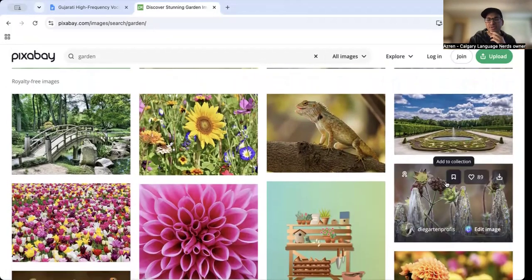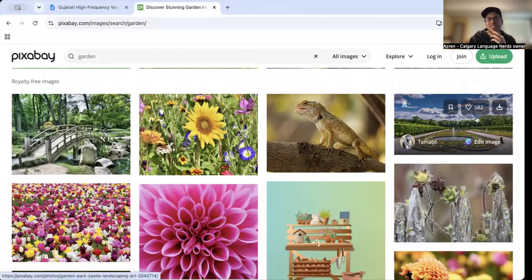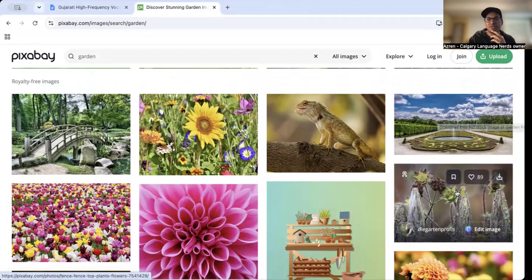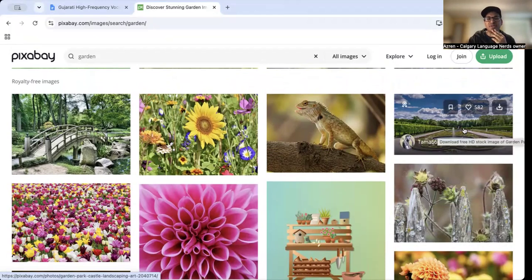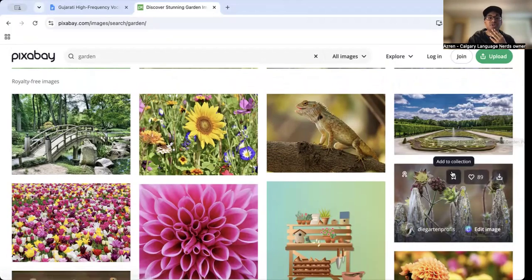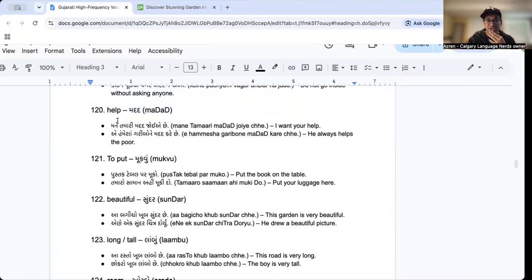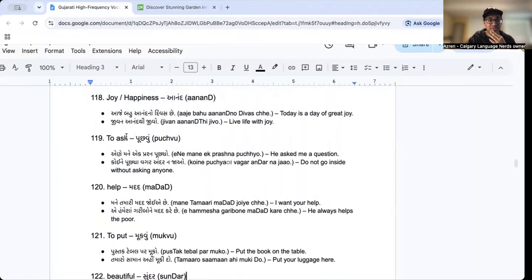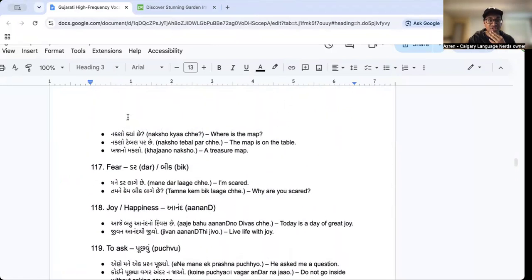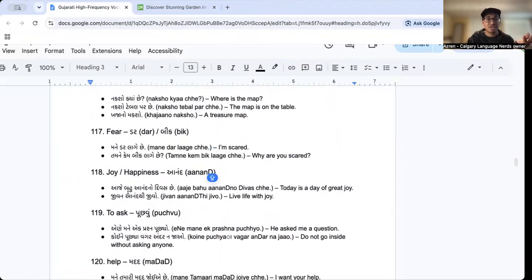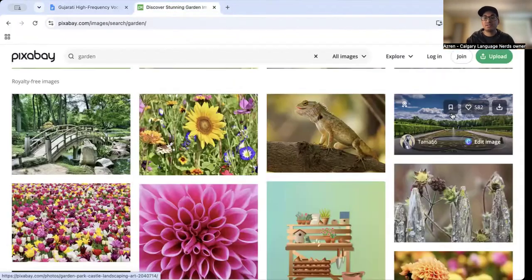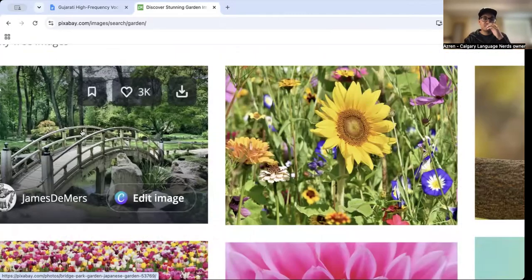That's a nice garden. How would you say like, oh my God, that's such a beautiful garden? How do you say that? Oh wow, that's a beautiful garden. A sundar, sundar we saw over here, right? Sundar bagicho. Bagicho is up here under, where is it? I lost it, but it's under one of these ones. Bagicho is here somewhere. Bagicho is a garden. A sundar bagicho. Che.